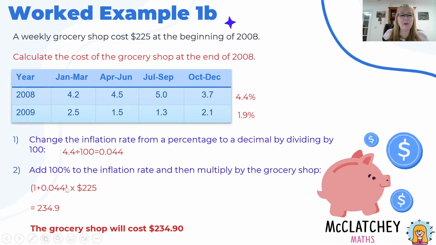If I just multiplied this by 0.044, I'd be finding the amount of the increase, which was about the $10 mark. I don't want to do that. I actually want to do the increase itself, not just find how much it increased by. So that's why we multiply by 1.044.